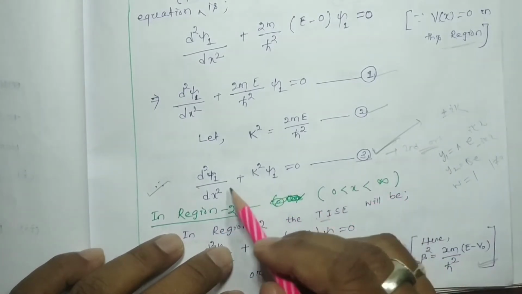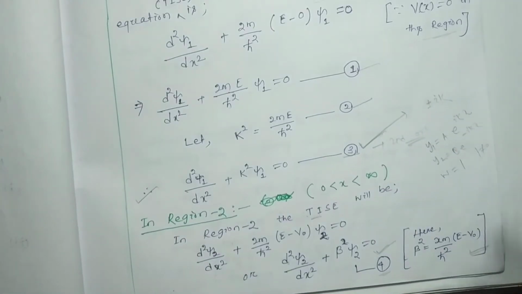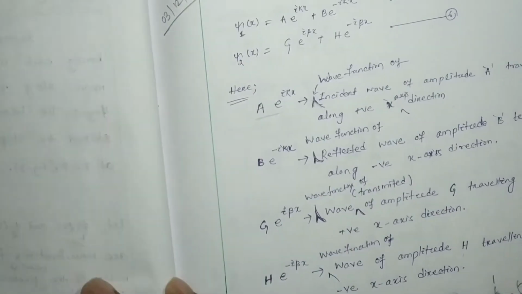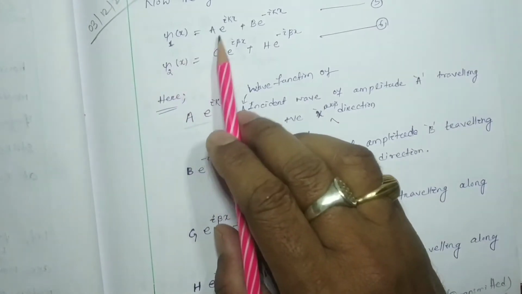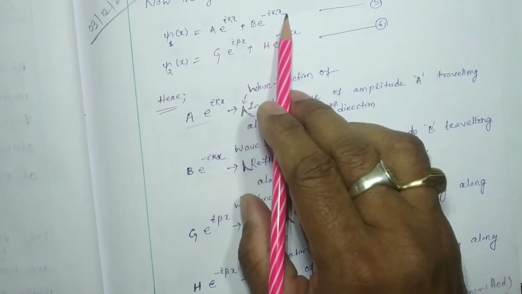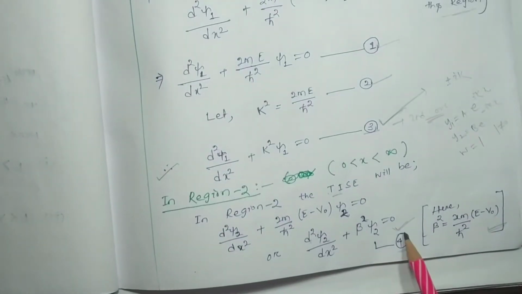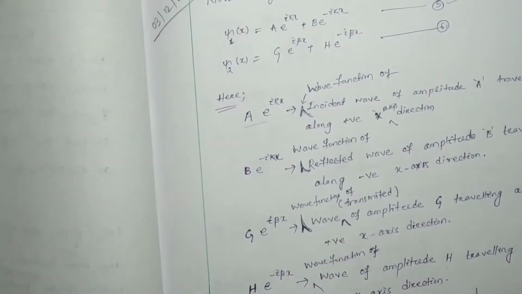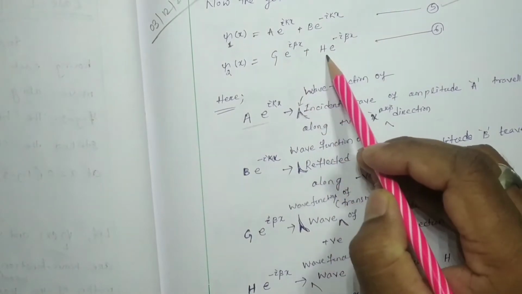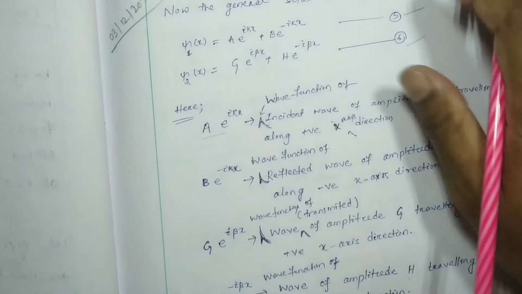So in general ψ1 will be the linear combination of these two solutions. So ψ1, that is the solution in region 1, will be A e^(ikx) plus B e^(-ikx), let this be equation number 5. And similarly for equation number 4, the solution will be G e^(iβx) plus H e^(-iβx), let this be equation number 6.